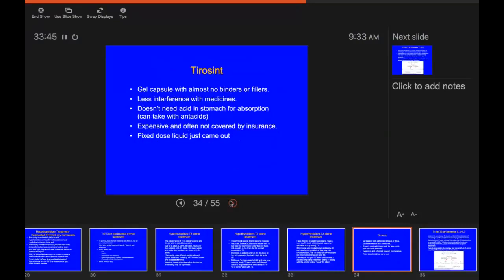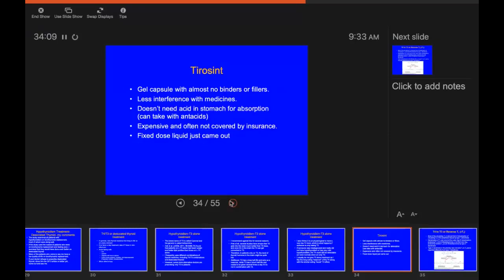Okay, so tyrosine. Tyrosine is a gel capsule with almost no binders or fillers. It seems to interfere less with other medicines, at least they've looked at it more carefully. They have some studies with different types of antacids, for example, that can interfere with the absorption. In general, for thyroid medicine, you need an acidic stomach. Somebody's on antacids, they don't absorb it as well. The tyrosine seems to be okay with that.